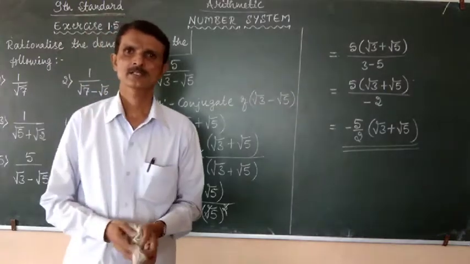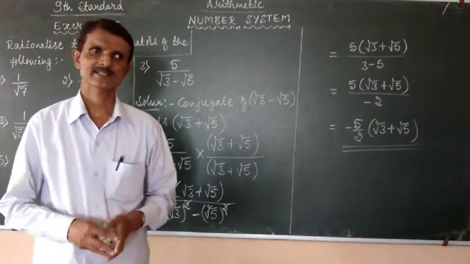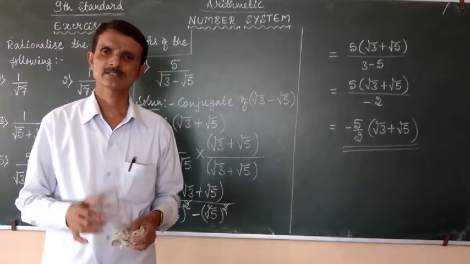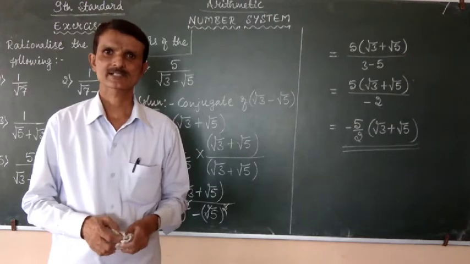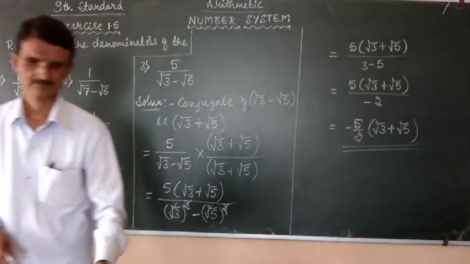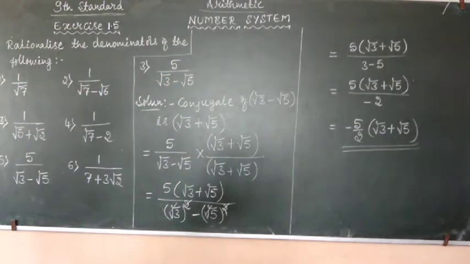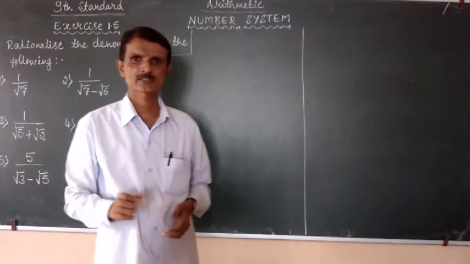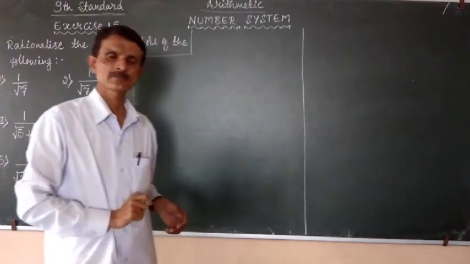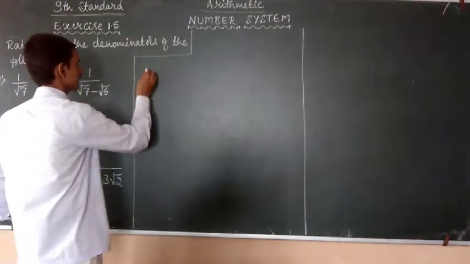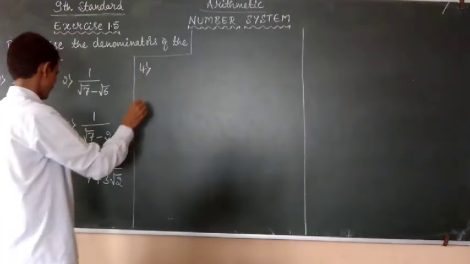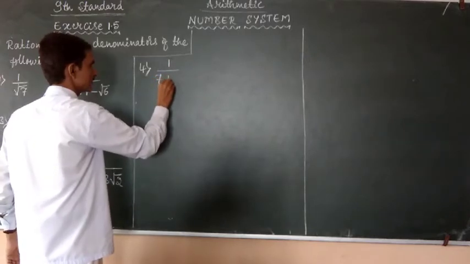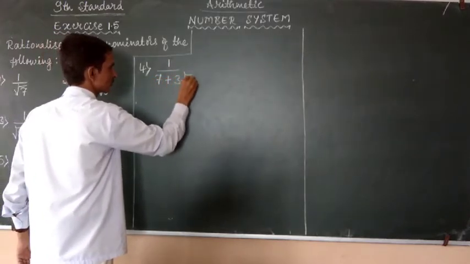Okay, students, I think you have understood how to rationalize the given irrational numbers by rationalizing the denominators. Now students, we will see the last problem. The problem is 1 by 7 plus 3 root 2.